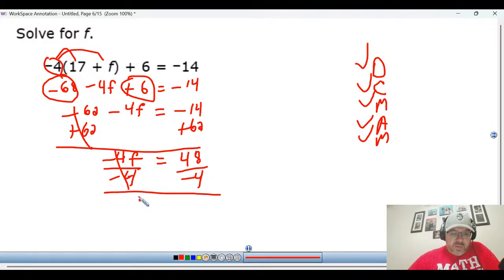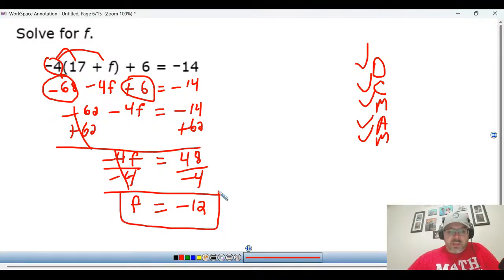So we're just left with 1f. Wow, that's a really weird f. I can't handle that. Let's get rid of that. All right, so we have a singular f equal to 48 divided by negative 4, which is negative 12. And that's it. So 4-step equation. Well, we did not move the variable, sorry. That's it. F equals negative 12.